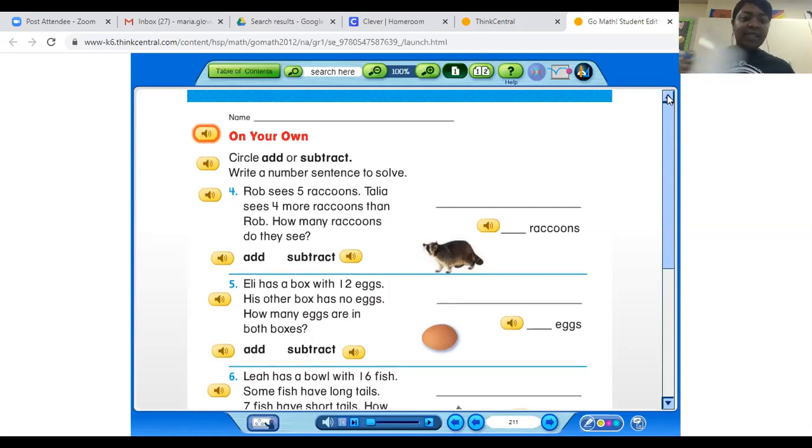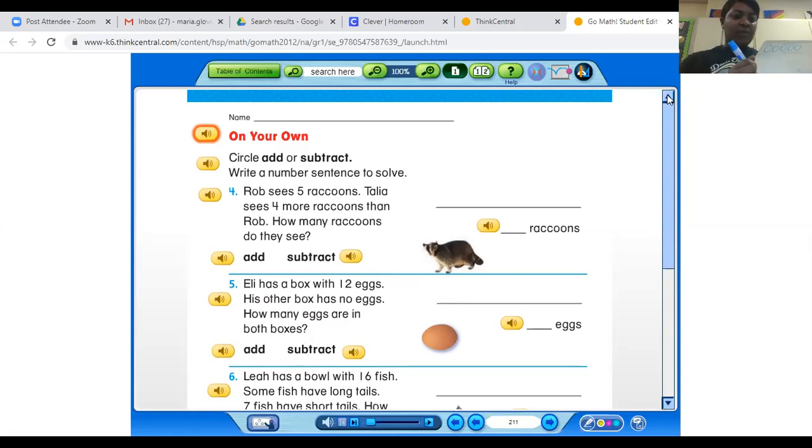All right. Rob sees 5 raccoons. Talia sees 4 more raccoons than Rob. How many raccoons do they see? All right, so I know Rob sees 5. 1, 2, 3, 4, 5. Talia sees 4 more raccoons than Rob. So Rob sees 5. Talia sees 4 more than Rob. So we're going to have to do 2 steps right here.